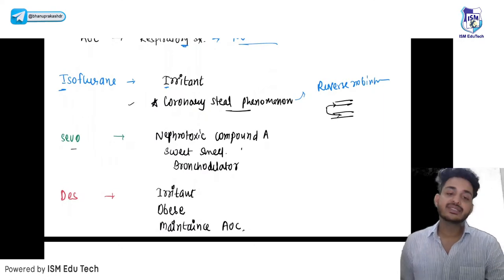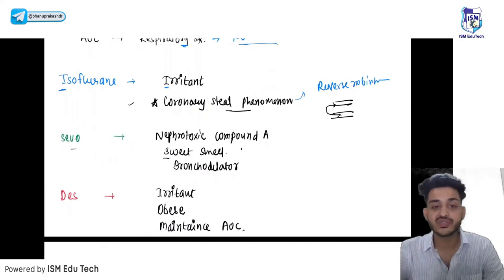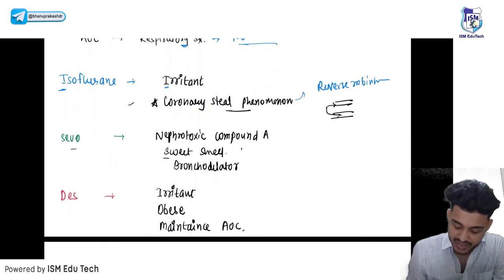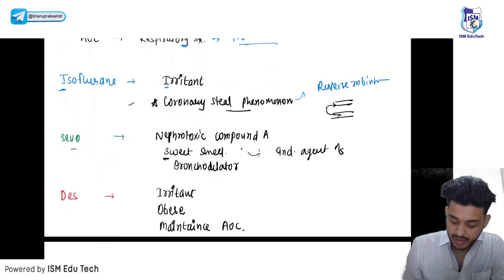Third is sevoflurane. Sevo, S for sevo, S for sweet smell. Since it has a sweet smell, we can use it as the induction agent of choice in children.